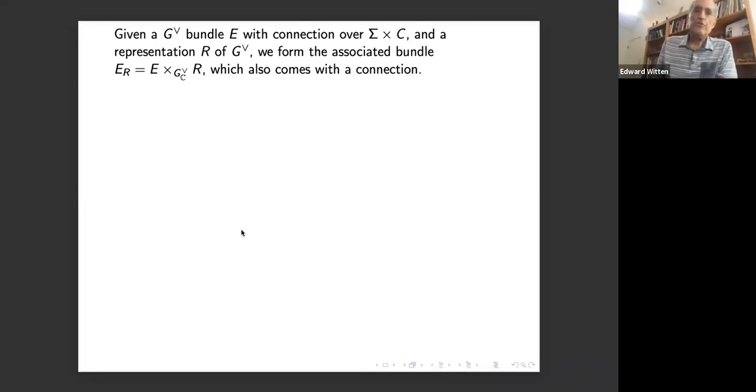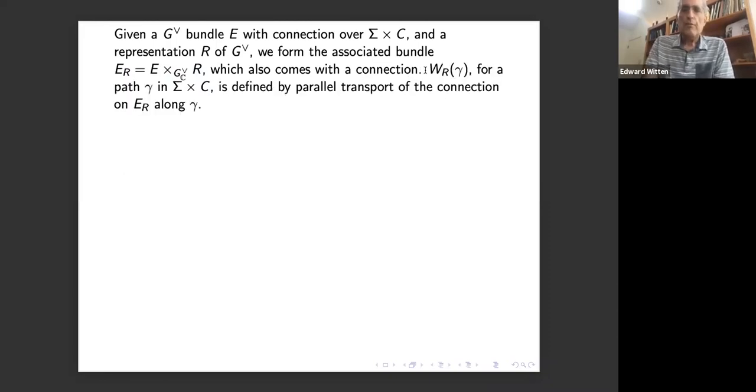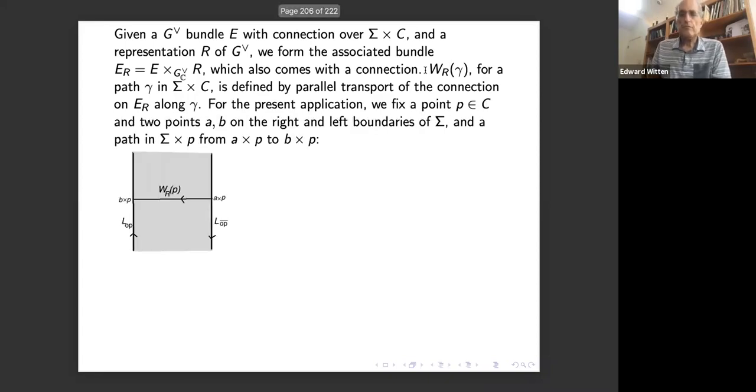Given a G-dual bundle E with connection over a 4-manifold, in our case, C times a 2-manifold sigma, and given a representation R of the dual group, we can form the associated bundle E sub R, which also comes with a connection. WR of gamma for a path gamma in sigma times C is defined by parallel transport of the connection on E sub R along gamma. Physicists often consider the holonomy on a closed loop and then can take the trace.